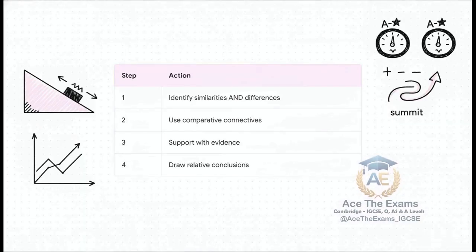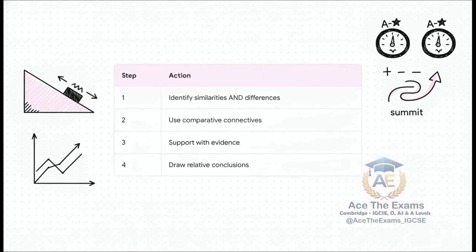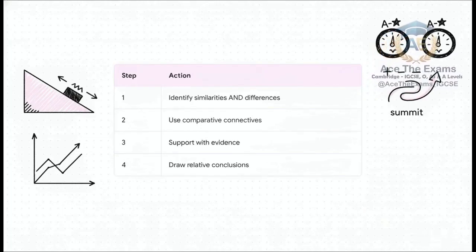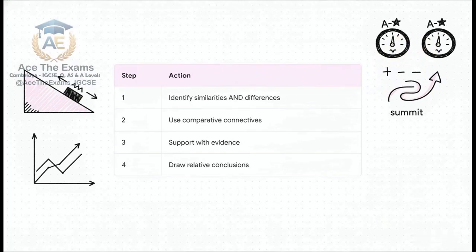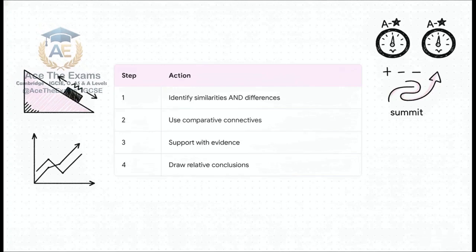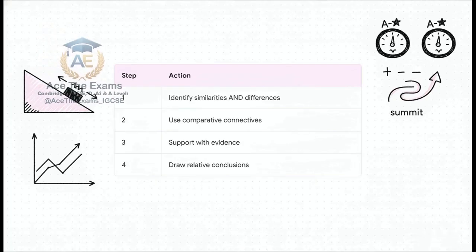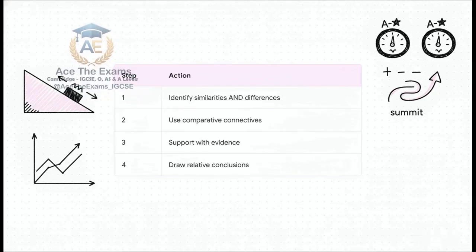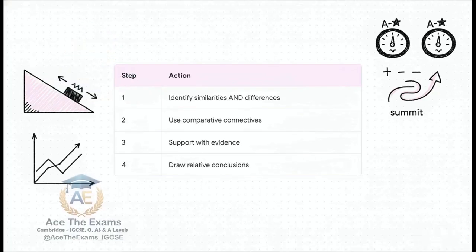Finally, if the mark scheme demands you evaluate and compare alternatives, say modeling a trajectory on a rough surface versus a smooth surface, your comparative analysis must be airtight. You have to clearly identify both similarities, like the weight vector remaining constant, and differences, like the sudden absence of the opposing frictional force. Use strong comparative connectives to steer the logic. For example, whereas the rough plane yields an acceleration drag of 2 meters per second squared, the smooth plane, and then support it with your freshly calculated mathematical evidence. Draw a firm relative conclusion. Do not leave the examiner guessing. Tell them exactly how the physical outcome changes.